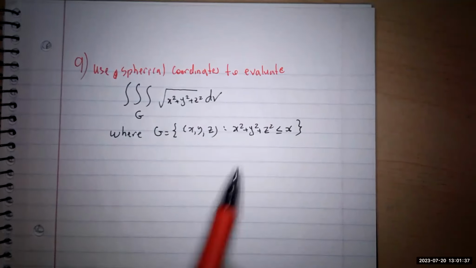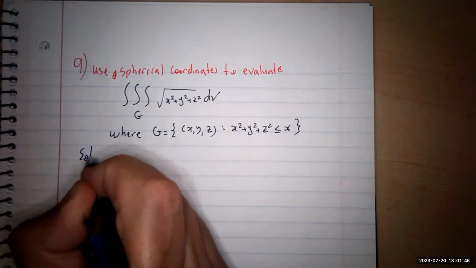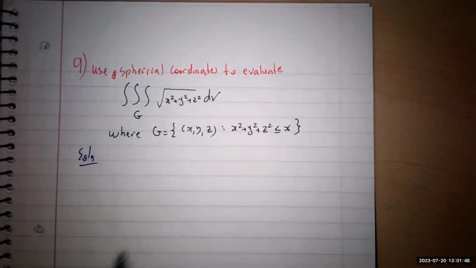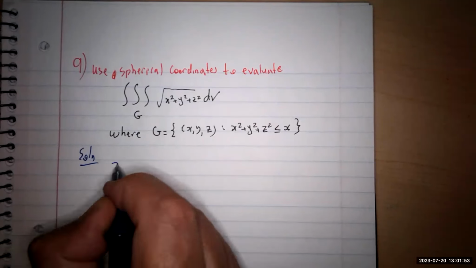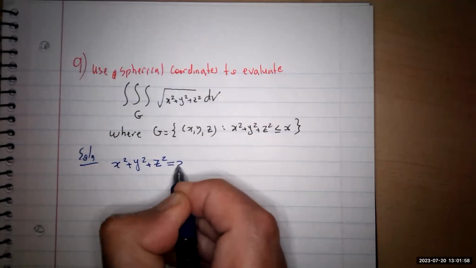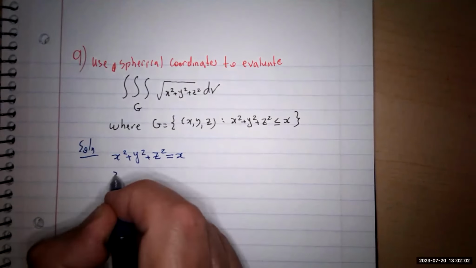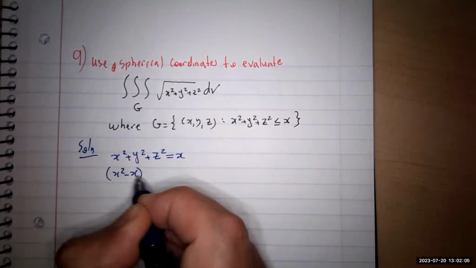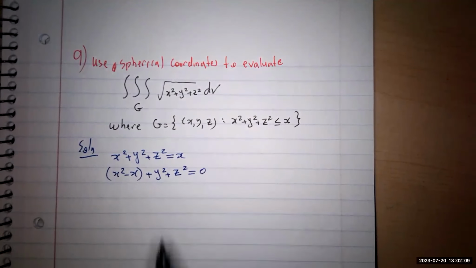So let's work on it. You have to check to see what the center is going to be. This is how we are going to start, to get a good feeling of this. So let's check it. You have to move x to the other side. That gives you x squared minus x, and y squared plus z squared equal to 0.